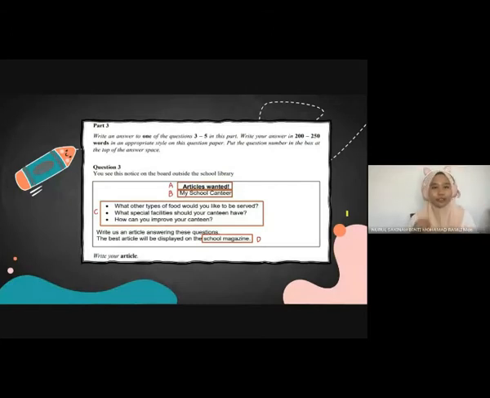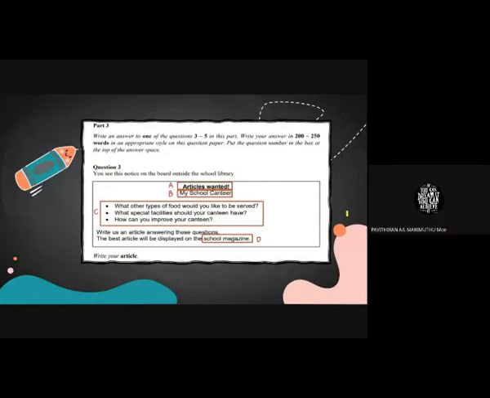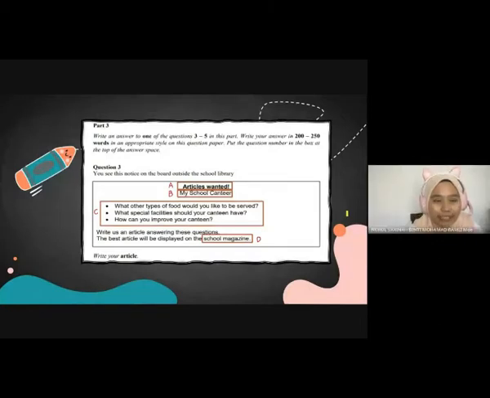Genre, good. Yes, Syahidatul, good. It is the writing genre. Okay, B, my school canteen. Topic. Good. Topic or title of the article. Okay, good. C, what are types of food? Content. Yes, good. Content, key points. Yes, good. You're doing good there.